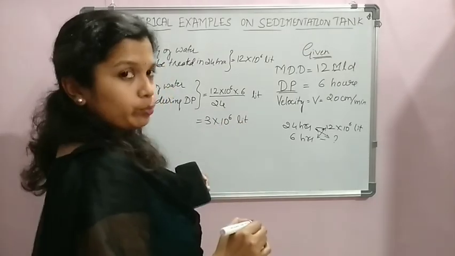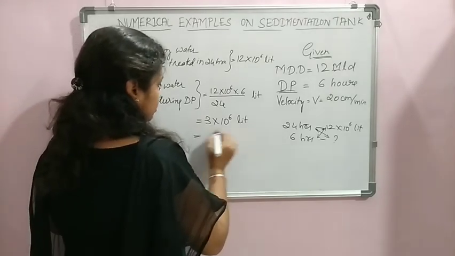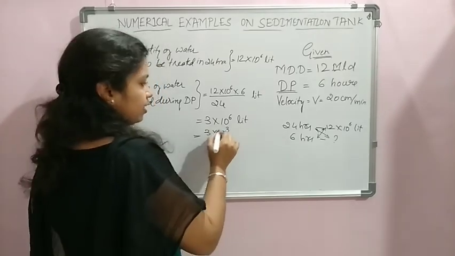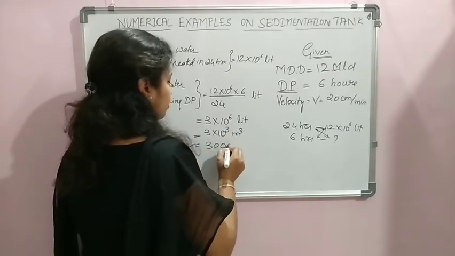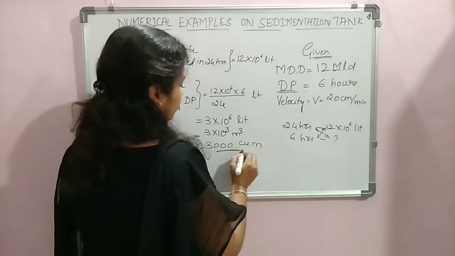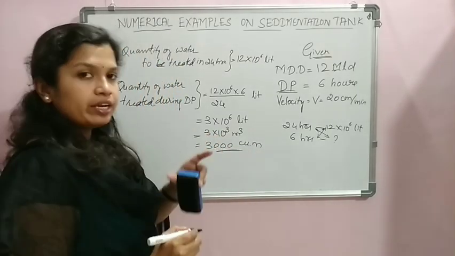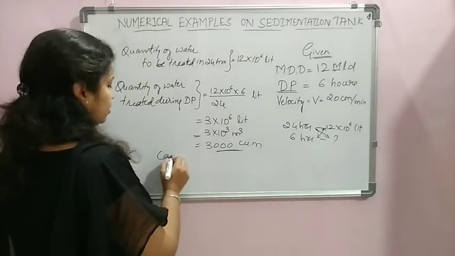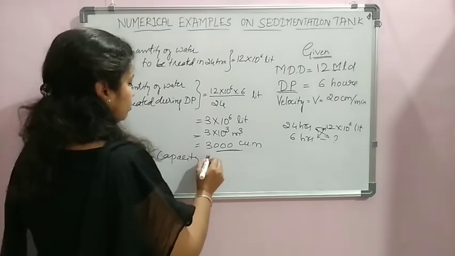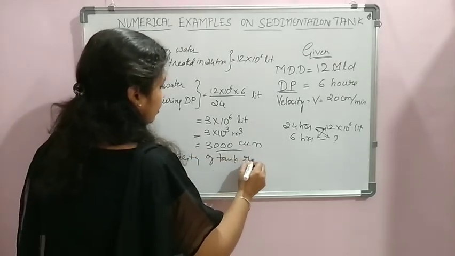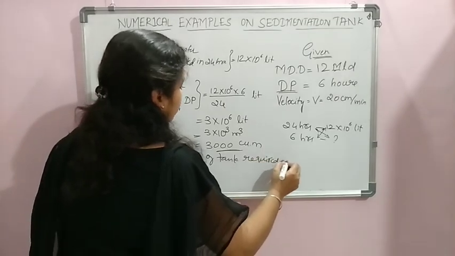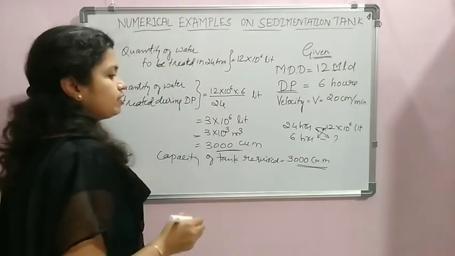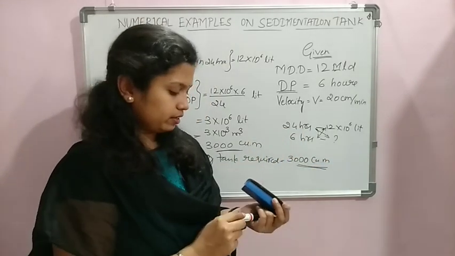Let us convert it into cubic meters. We divide the answer by 10 raised to 3, so the remaining answer will be 3 into 10 raised to 3, that is 3000 cubic meters. So 3000 cubic meters is the capacity for which we need to design the dimensions of the tank. That is, the capacity of the tank required is equal to 3000 cubic meters. For this capacity, now we need to design the sedimentation tank.